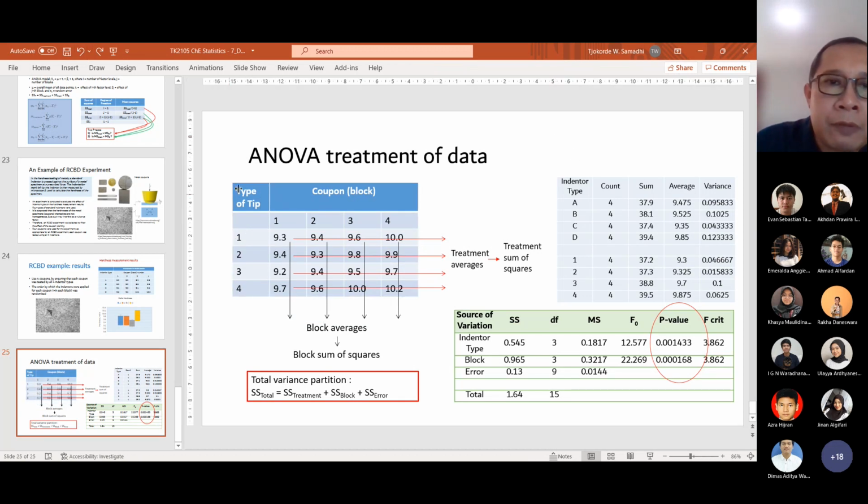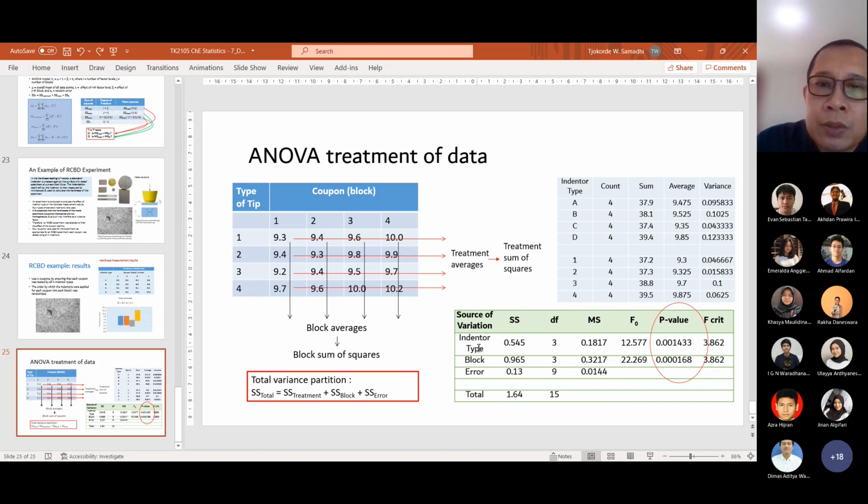You know what that means, right? Type of tip. This is indentor tip. So if we calculate the average horizontally, then what we get is called treatment averages. And then the treatment averages are used to calculate the treatment sum of squares. So this is a two-way ANOVA. A two-way ANOVA, and I will show you how to do this in Excel right about now.